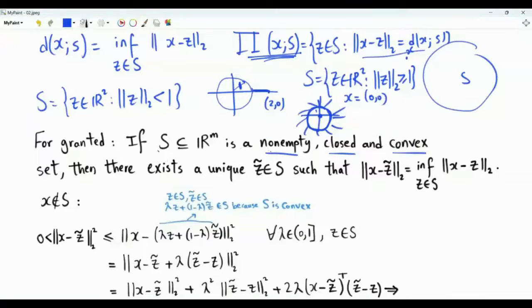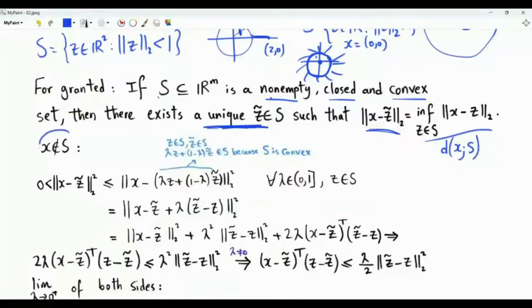However, if S is non-empty, closed, and convex, there is a unique point in S, denoted here by z tilde, such that the Euclidean distance between x and z tilde is equal to this infimum, which is the distance between x and S. This set will be a singleton. It will have exactly one element if set S is non-empty, closed, and convex.